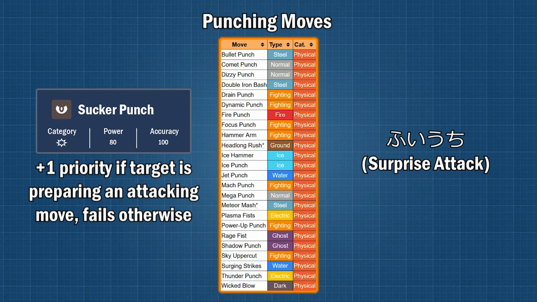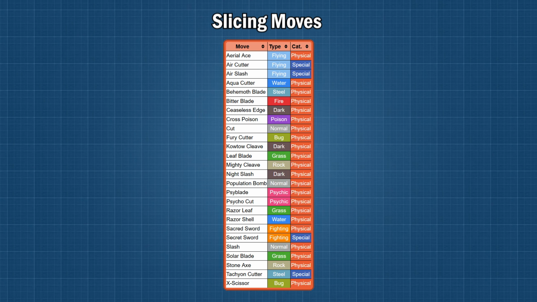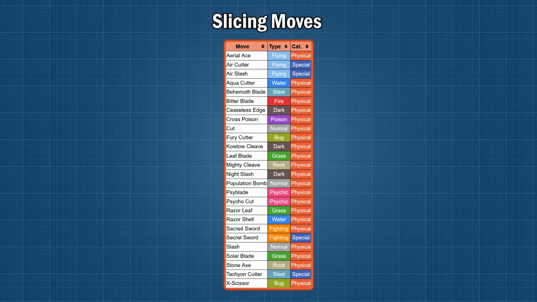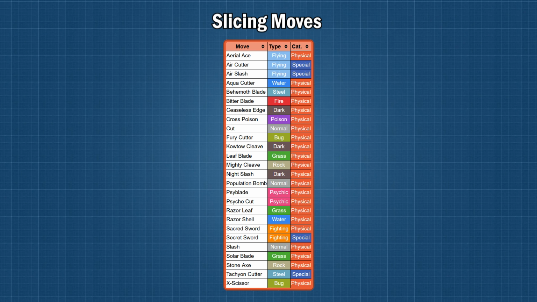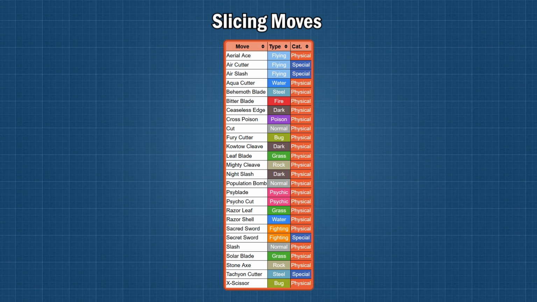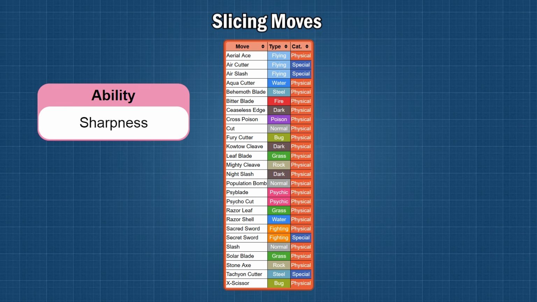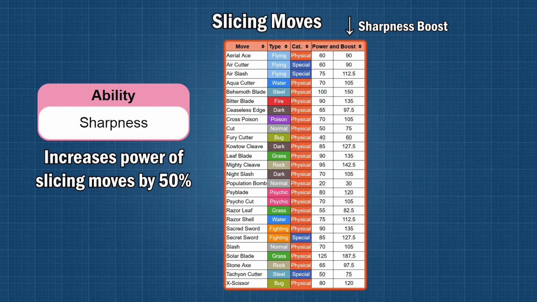Next is slicing moves. These are all physical and special attacking moves that are generally described to involve cutting or slicing in some way. Chances are, if the word cut, slash, axe, sword, or blade are in the name of the move, it's a slicing move. Slicing moves interact with the ability Sharpness in that it increases the power of these moves by 50%.